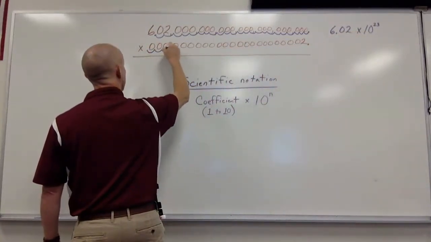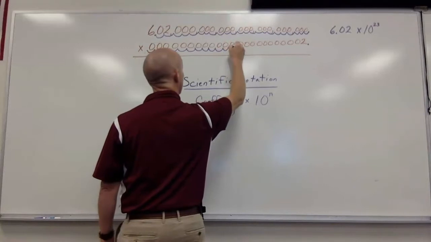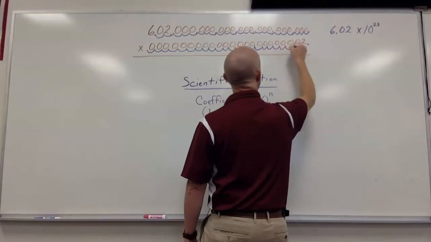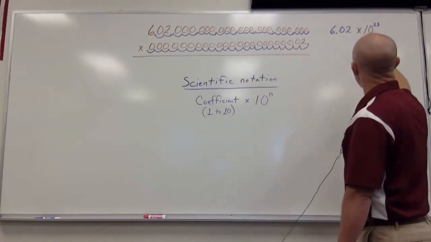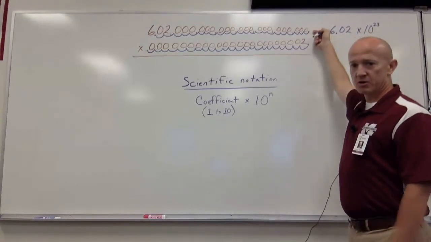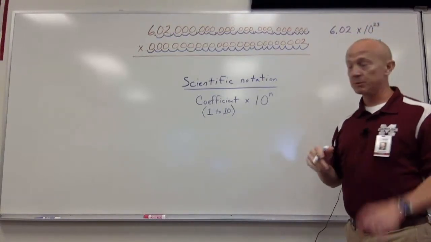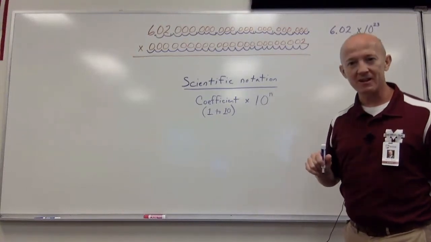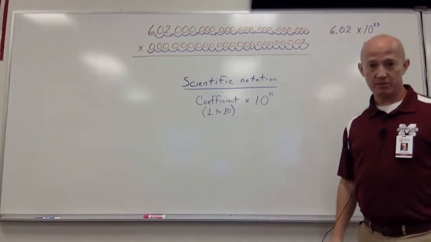1, 2, 3, 4, 5, 6, 7, 8, 9, 10, 11, 12, 13, 14, 15, 16, 17, 18, 19, 20, 21, 22, 23. So now we have again a value of 23, but whereas this one was a very large number, this is a positive exponent, 10 to the 23rd, a very large number. This one is a very small number. We're going the opposite direction, so we have the opposite sign. So this would be 10 to the negative 23rd.